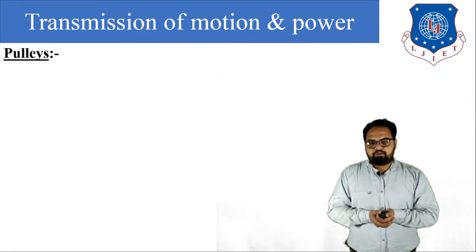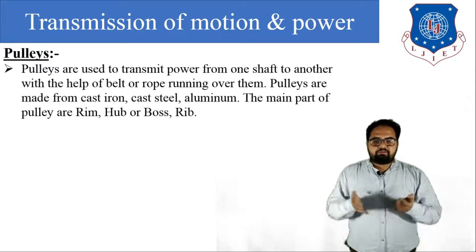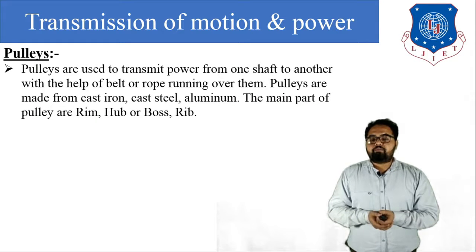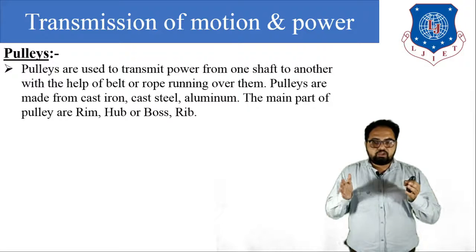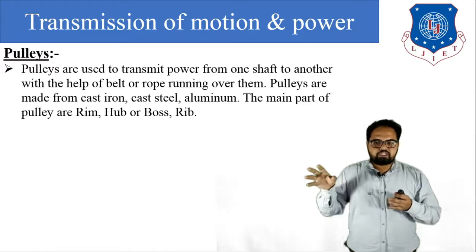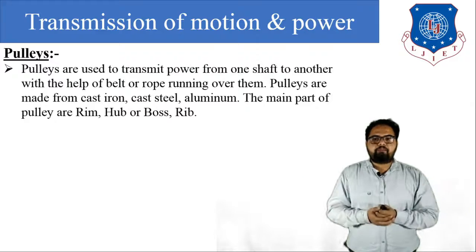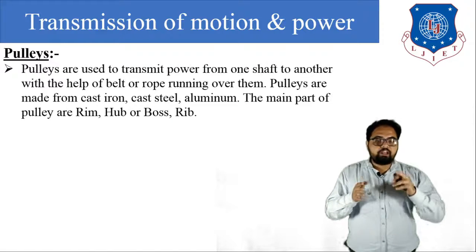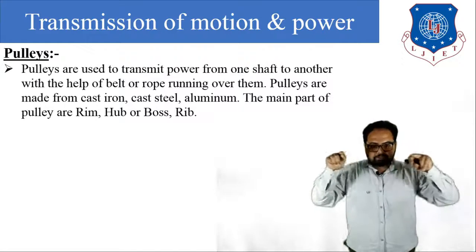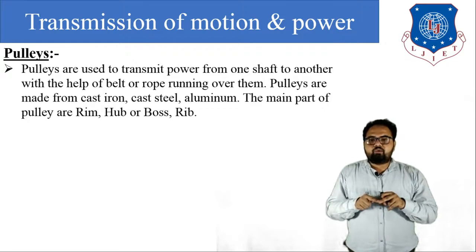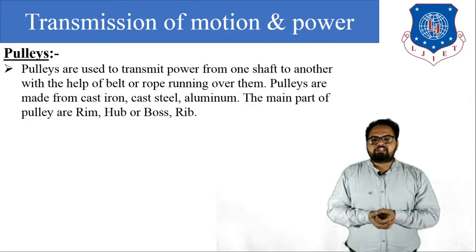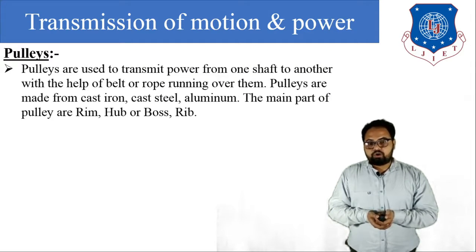Next topic is pulley. Pulleys we already discussed in the types of gear drive. Pulleys are used to transmit power from one shaft to another shaft with the help of belt or rope running over the pulley. Endless belts are fitted over the pulleys in the belt drive, and we can transfer the power with the help of pulleys. Pulleys are made from cast iron, cast steel, aluminum. The main parts of the pulley are rim, hub or boss, and arms or ribs.